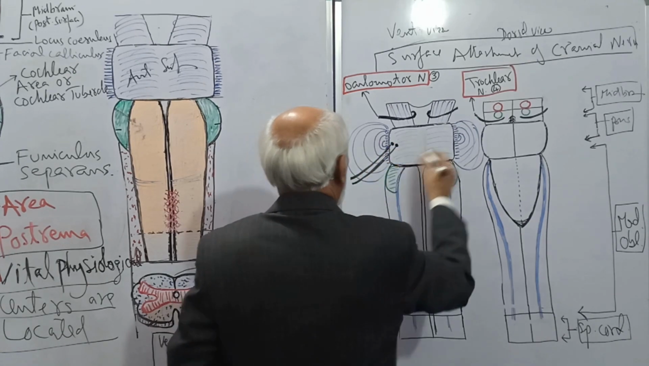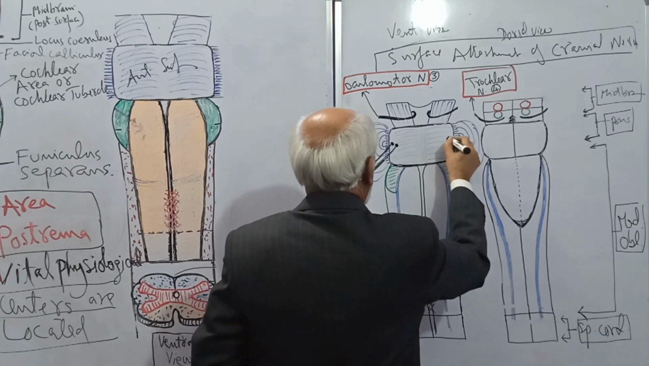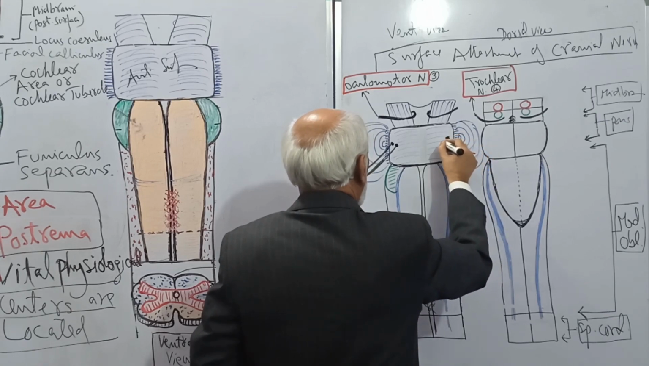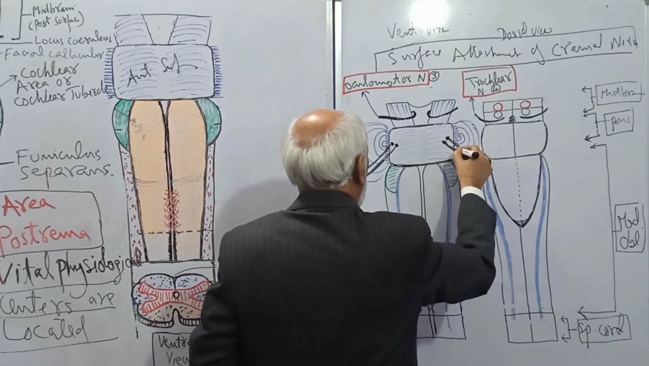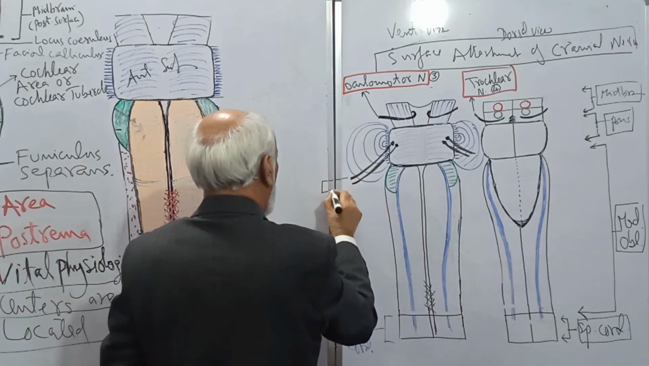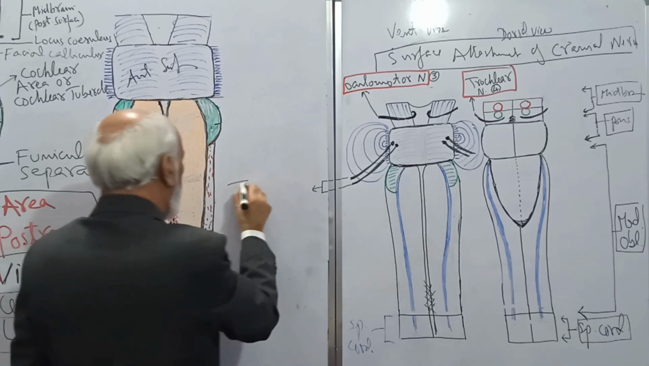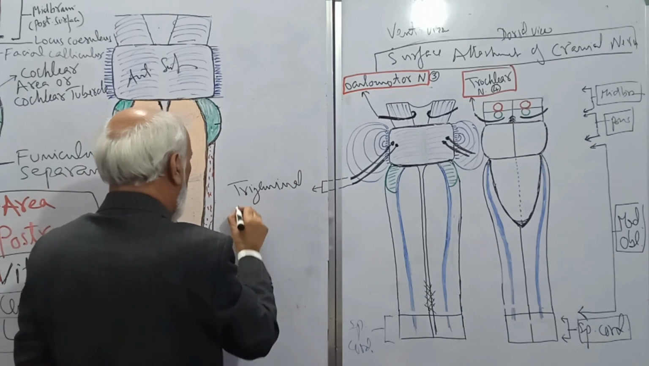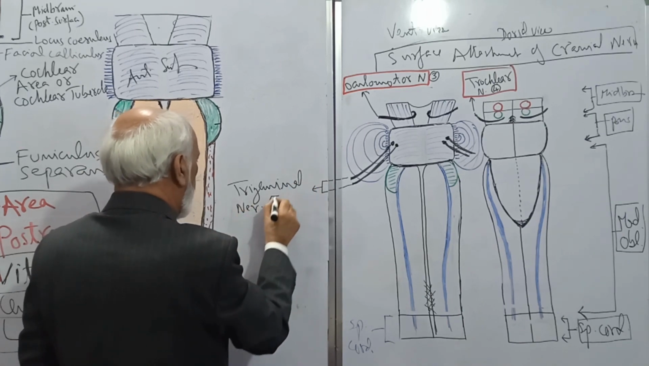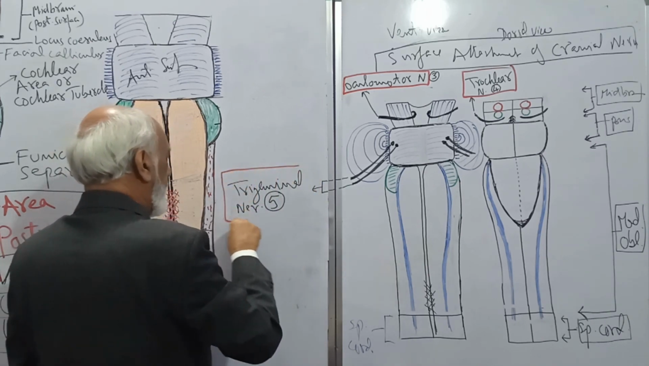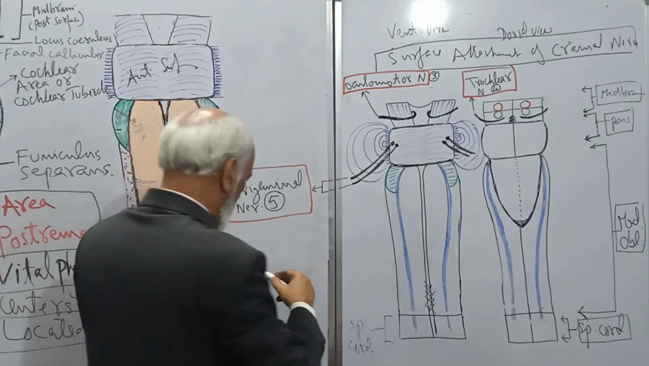Surface attachment to the ventral surface of the pons, both on the right and left side, by a motor root and a sensory root. These are the two roots of trigeminal nerve, which is the fifth cranial nerve, attached to the ventral surface of the pons, near the middle cerebellar peduncle.